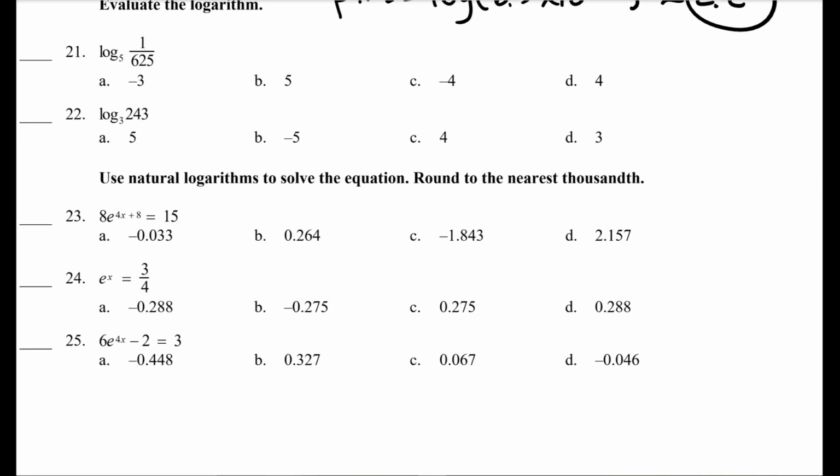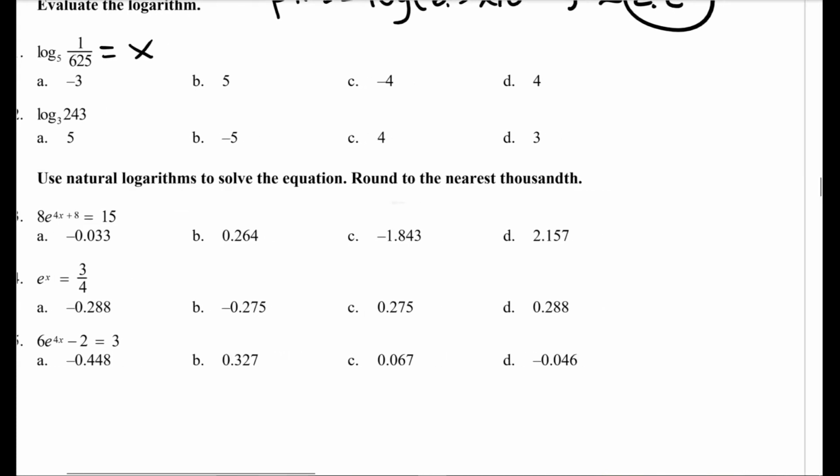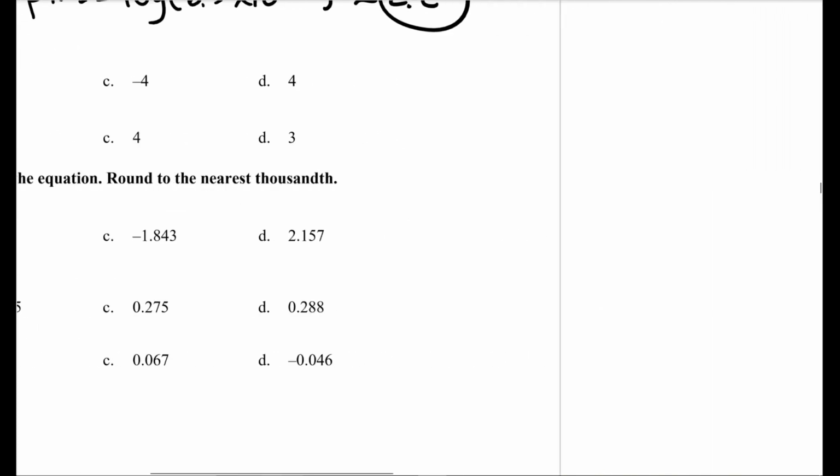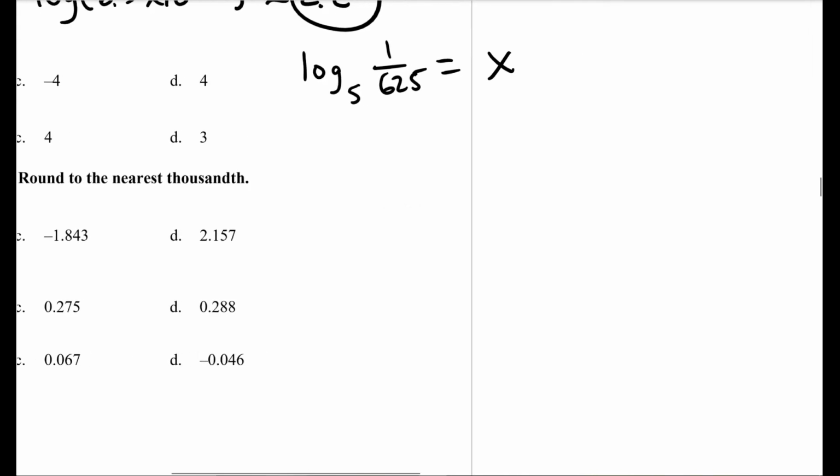All right. So for number 21, if we want to evaluate the log, we can actually type this into the calculator, but we can also do this using a little bit of mental math. To show our work here, we're going to set this equal to x. I'm going to write this off to the side here. Now we're going to get rid of this log. Remember, the only way to get rid of this log is to exponentiate with that base. So we're going to do the base of 5 raised to both sides.